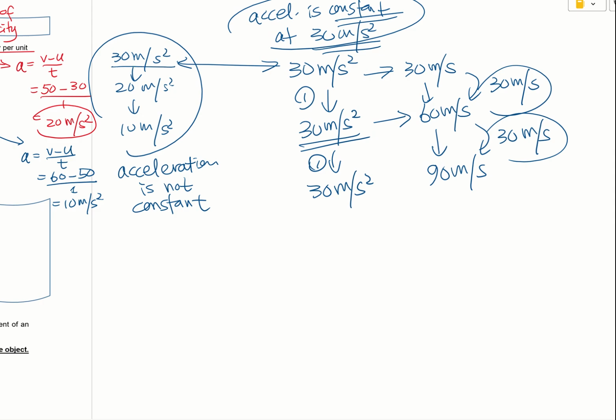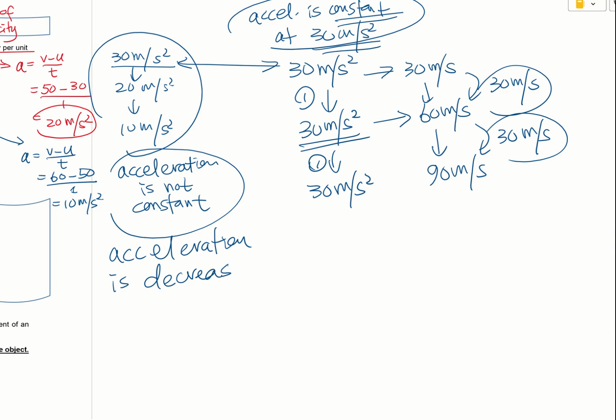Something else that I would like to point out here. The acceleration actually is not constant. It went from 30 to 20 to 10. And I also see that the acceleration is decreasing, right? It went from 30 meter per second square to 20 meter per second square to 10 meter per second square. That means the amount of velocity changing is not the same. In fact, it is decreasing.